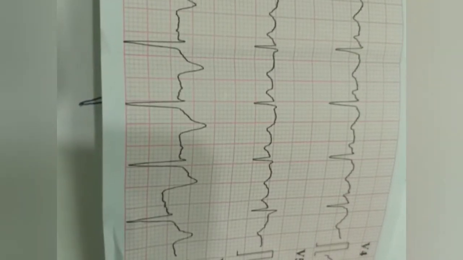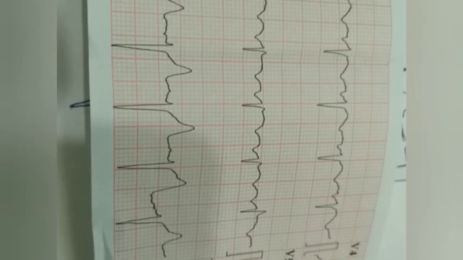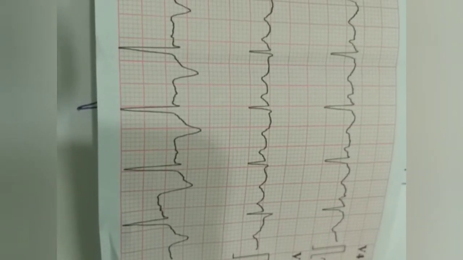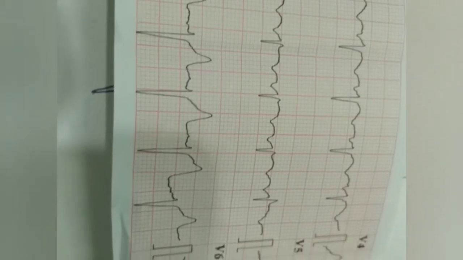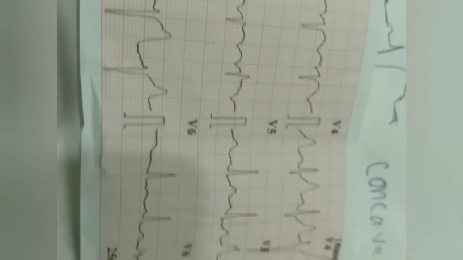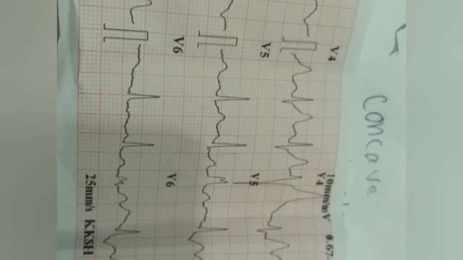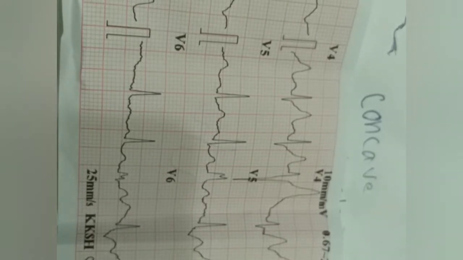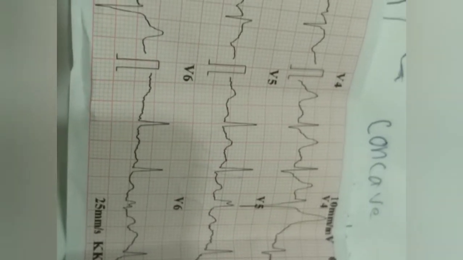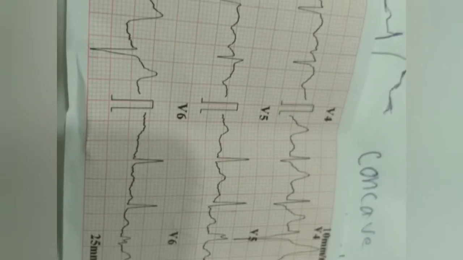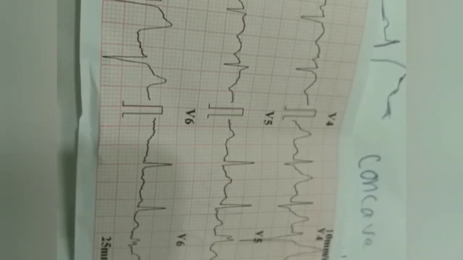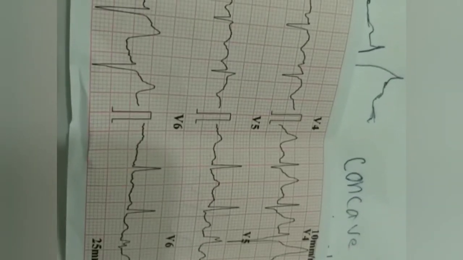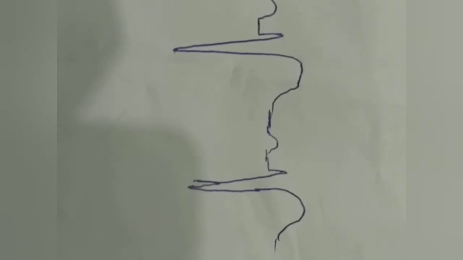Now if we focus on leads V1 and V2, we will see that there is an ST elevation which is non-concave type. But in case of leads V5 and V6, there is no ST elevation, but V3 and V4 have ST elevation which is concave type, which are not as bad as the non-concave. Now we will focus here on leads V1 and V2, which are anteroseptal. This is a non-concave pattern of ST elevation.